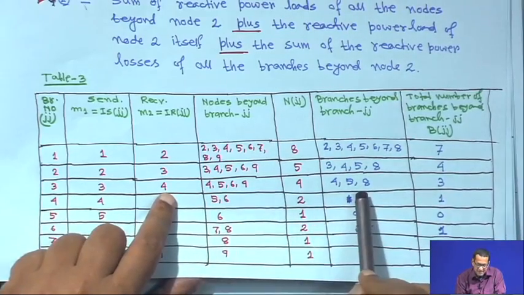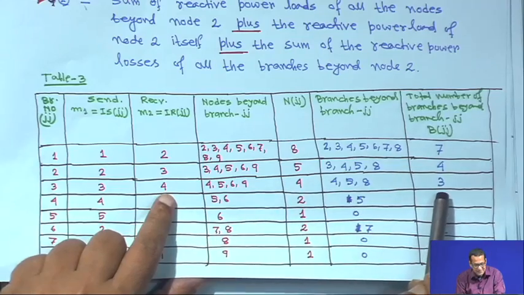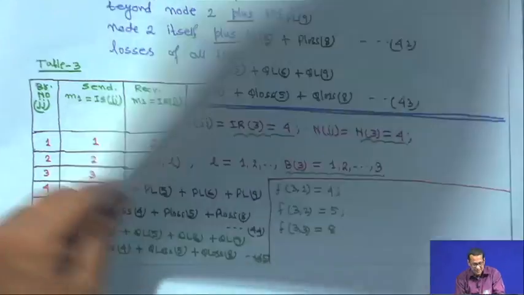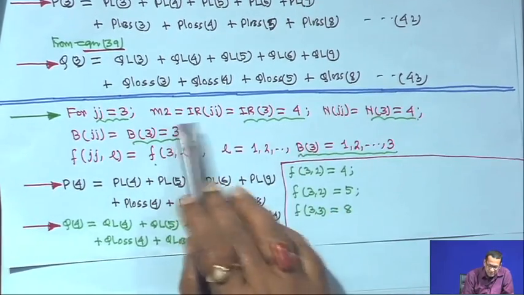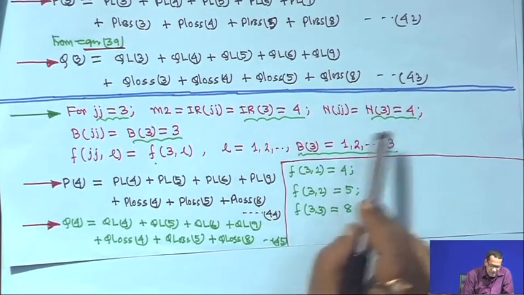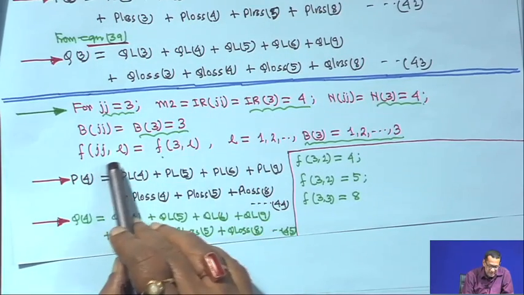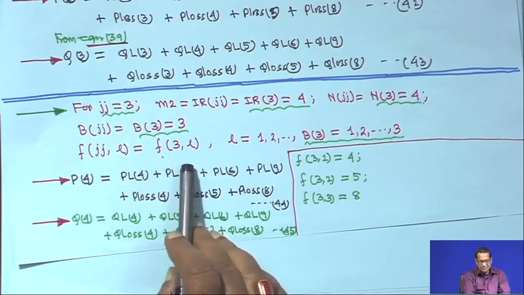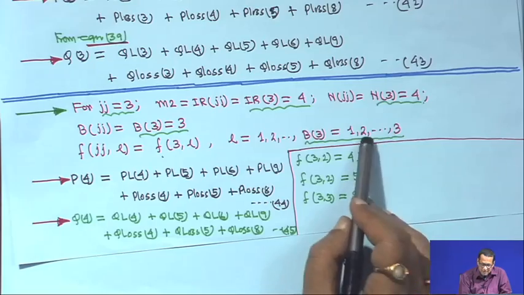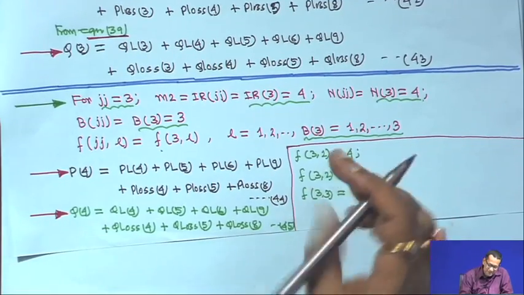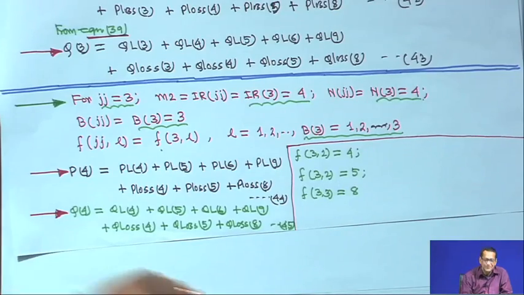These are the same. Here you have 3 nodes beyond branch 3, and the total number of branches is 3, so BJJ, B3, is equal to 3. In this case also M2 is equal to 4, N3 is equal to 4, and your BJJ, your B3, is equal to 3. So FJL, JJ is equal to 3, the F matrix for L equal to 1 to B3 is just 3 elements: 1, 2 and 3. So there is no need to put a comma or dot dot dot here. So 1, 2, 3, 3 elements are there, right.